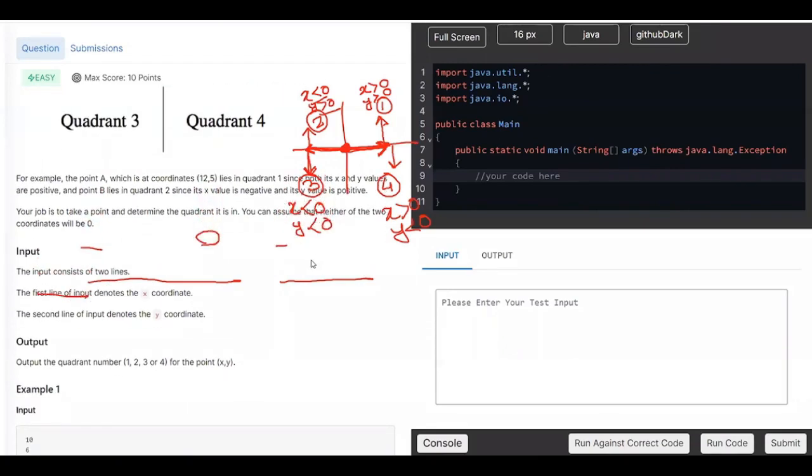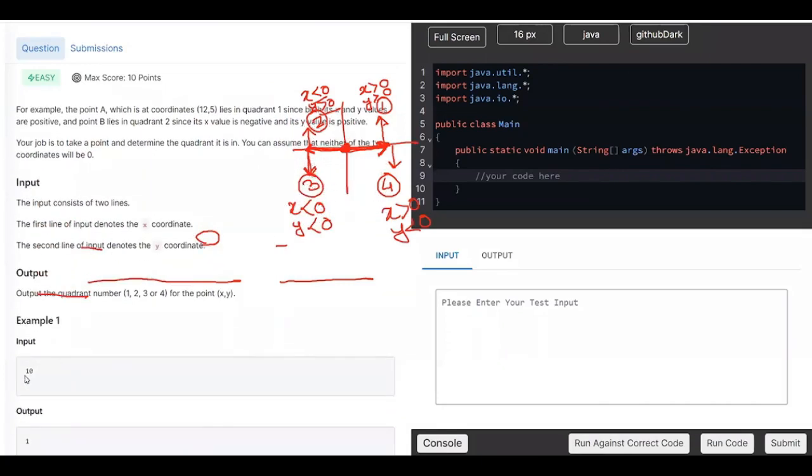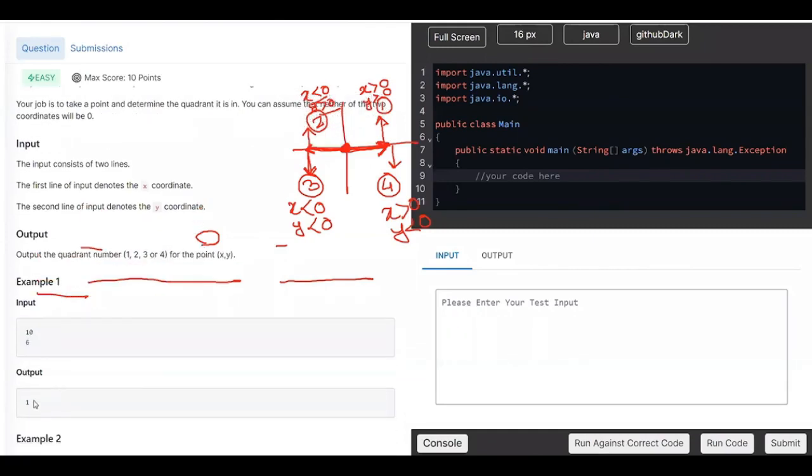The input consists of 2 lines. The first line consists of the x coordinate and the second line denotes the y coordinate. So if you look at this input, guys, x coordinate is 10 and y coordinate is 6. So both the x and the y coordinates are positive. So what should be my output? This point 10, 6 is lying in the first quadrant. So my output will be 1. See, output the quadrant number 1, 2, 3 or 4, whatever it is for the particular point.